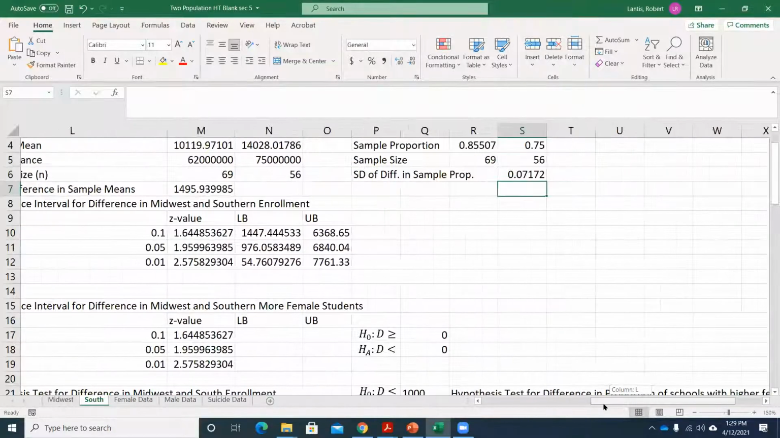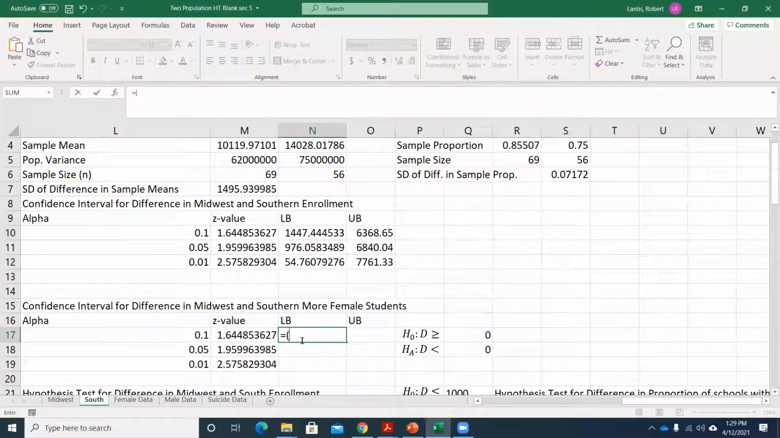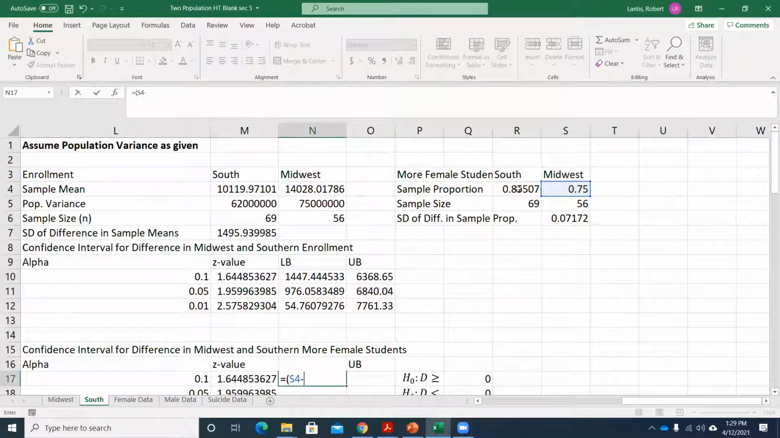Now when I'm finding my lower bound, that's just taking the Midwest sample proportion minus the South. Then I'll subtract my margin of error, which is my z-value times that standard deviation of sample proportions, or the number of standard deviations I want to go to the left times the standard deviation of the statistic I'm interested in. And the statistic I'm interested in is this difference in the proportions.